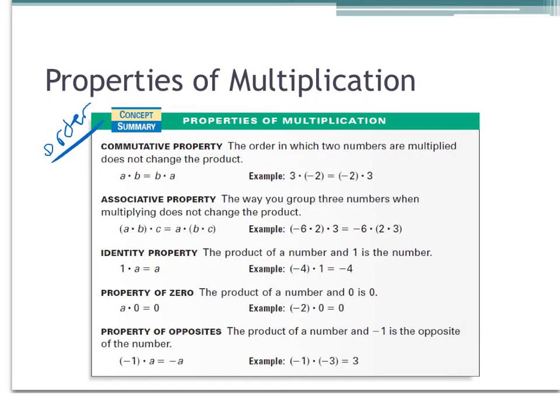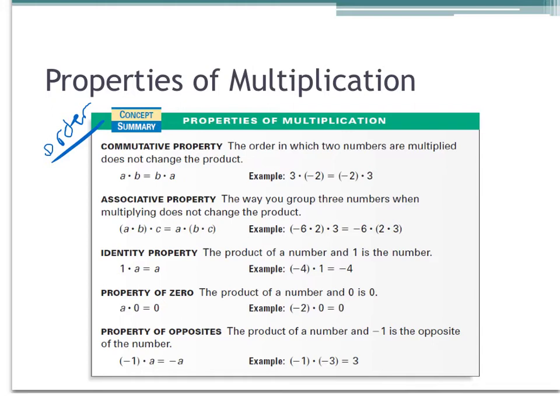And the associative property, the next property, is the exact same version as the addition one. And so here we're going to be talking about the way that we group numbers when multiplying will not change the product, just like it wouldn't change the sum.